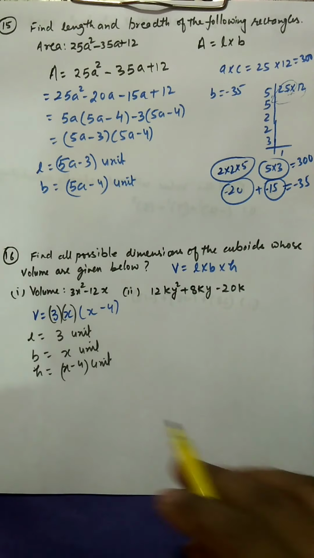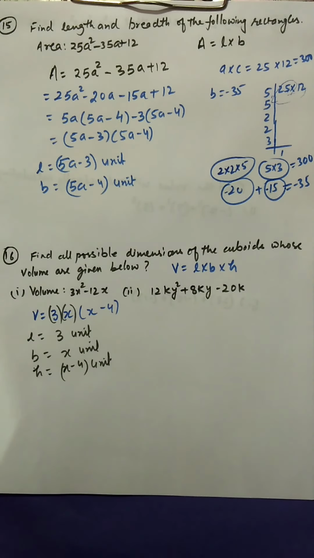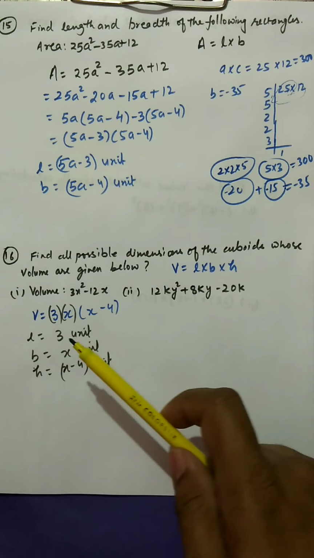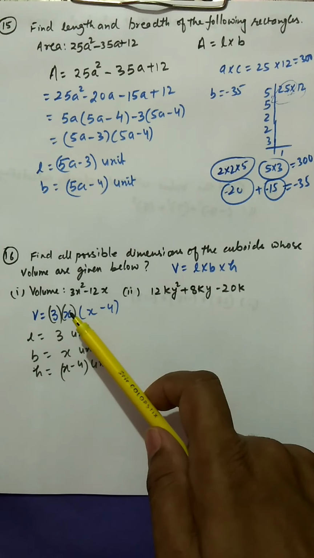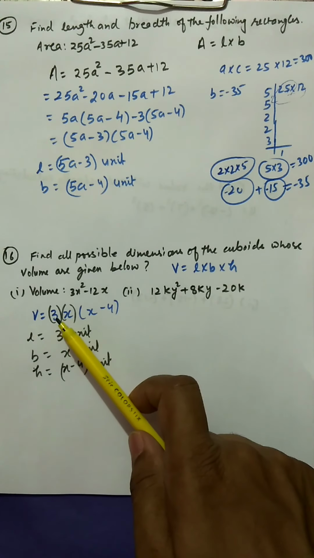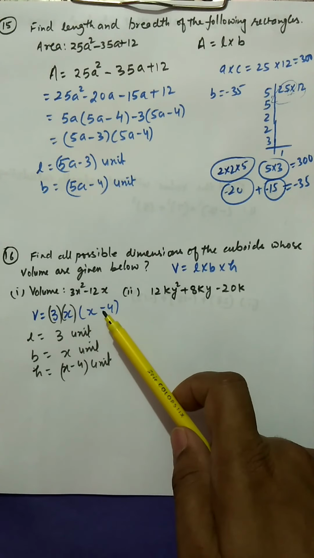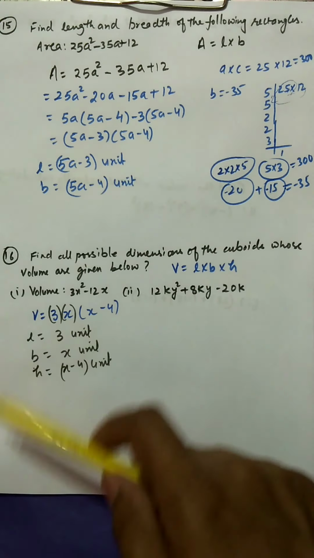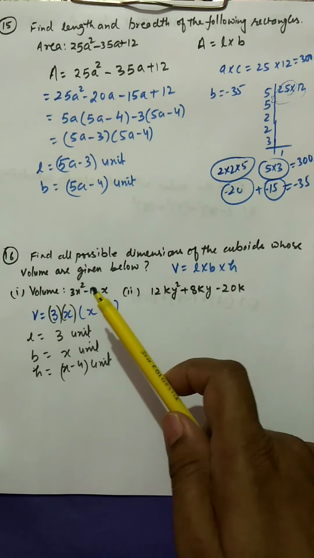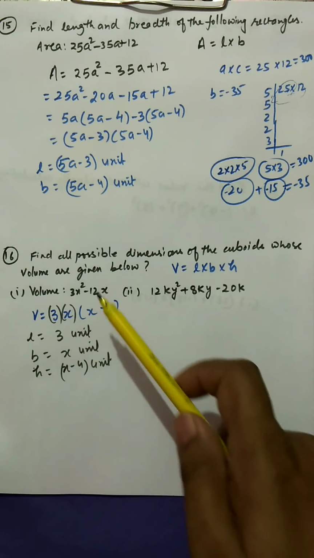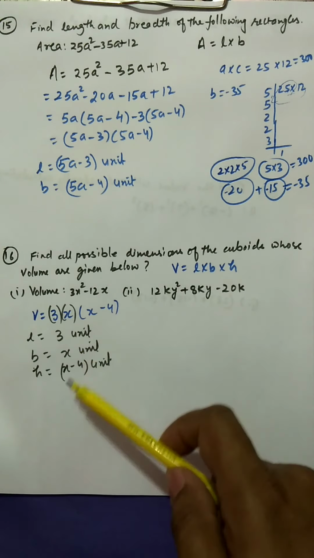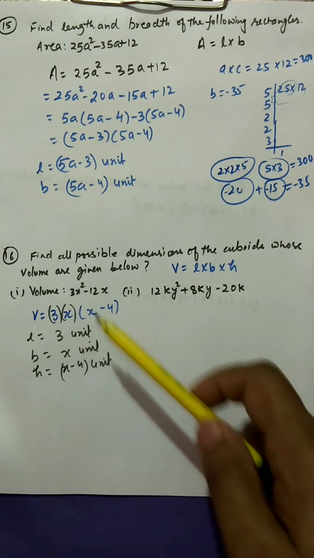So this way you can find length, breadth and height, and you can interchange all these. This is not compulsory that you always take first one as length, this as breadth, this as height. This can be height, this can be breadth, this can be length, or this can be length, this can be height, this can be breadth, because ultimately the product will remain the same. Volume will always be 3x² minus 12x. Whatever you assume, l, b, h, or b, h, l, whatever way you want to take it.